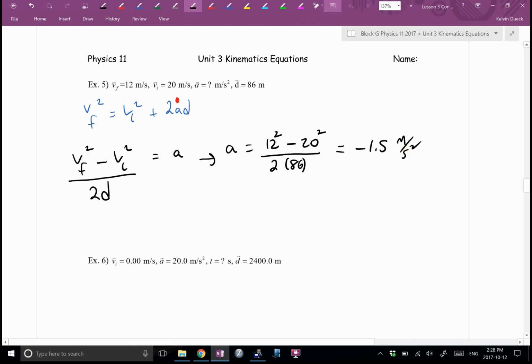Mr. Dewick, how many sig figs do you want us to go to? Go to 2 or 3 and you'll be good. But only round off at the end. During the question, don't round off. If you use something to find something, keep more sig figs than you need.